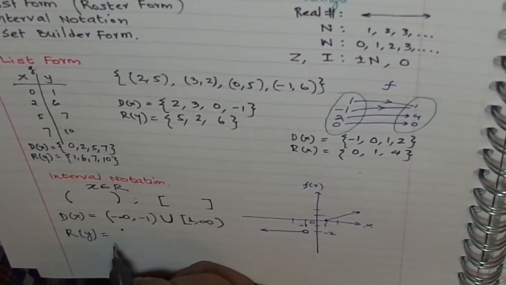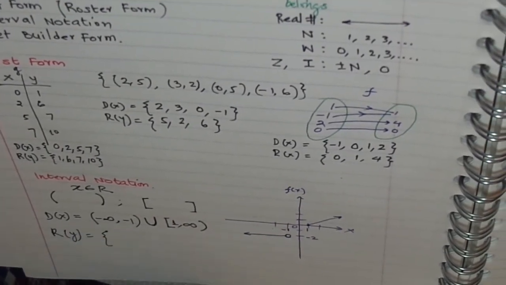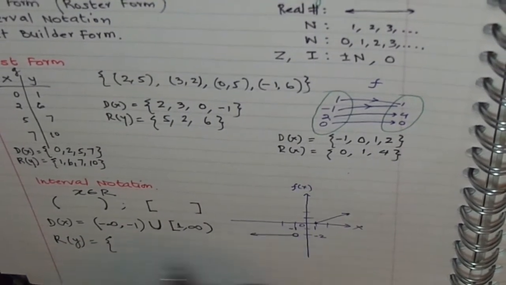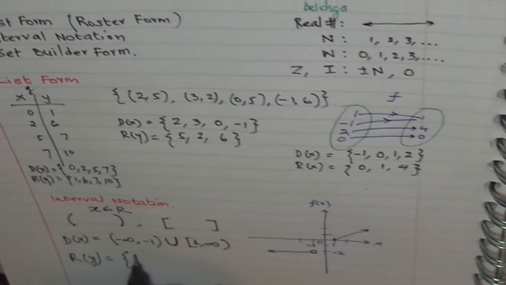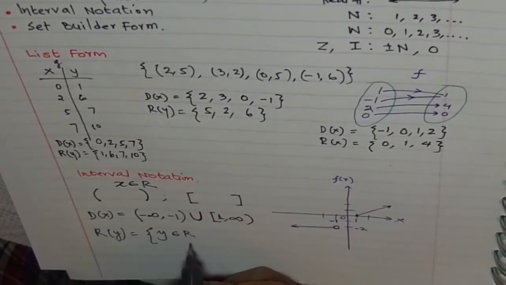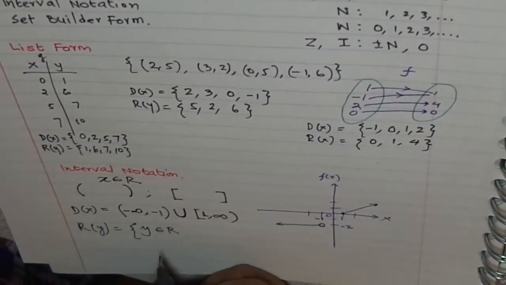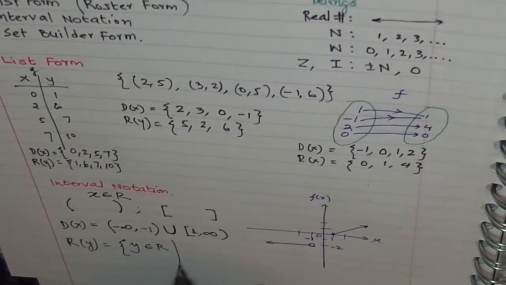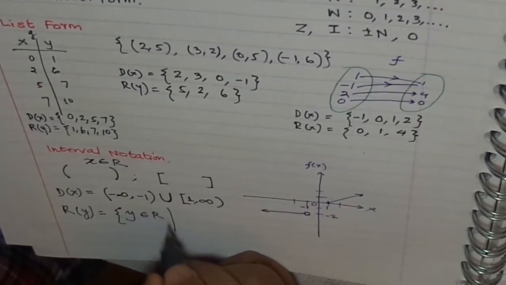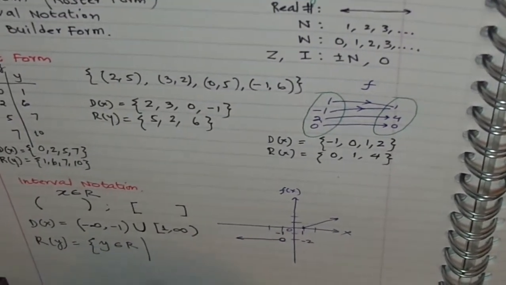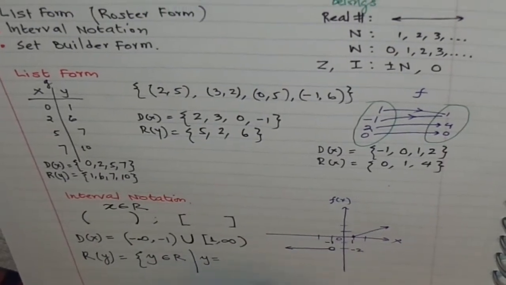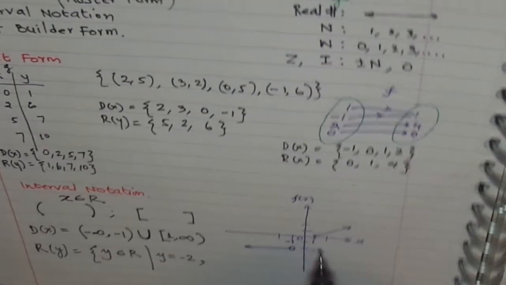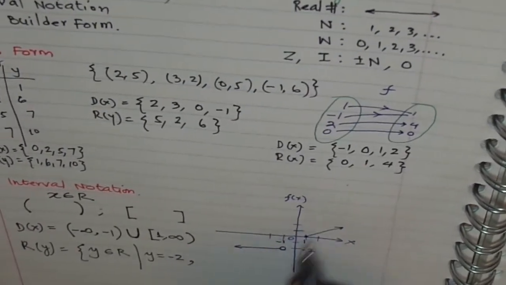In set builder form, as I said, we'll represent it as a set, okay? Now here, x belongs to real numbers, rather y belongs to real numbers, since we are talking about the range, okay? And then we'll give a condition, this is so that, or such that, or where, what happens to y? Where y equals minus 2, or what else? Or y is greater than or equal to 0.